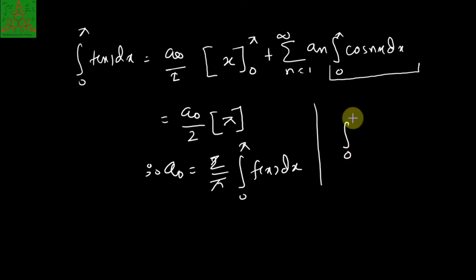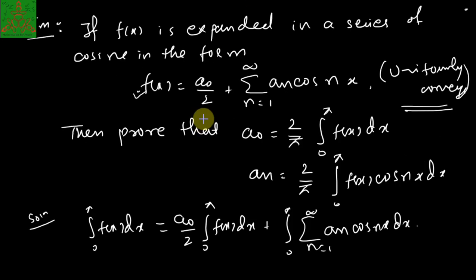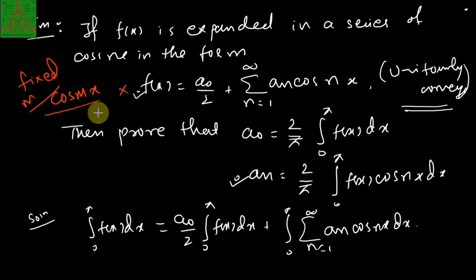So finally you will have a0 is equal to 2 by pi integration 0 to pi f of x dx. Here you just verify that this quantity becomes 0 for any n. You can verify yourself. The next quantity I have to prove is an. So for that I am multiplying both sides by cos mx, with n fixed. N is fixed. I am multiplying both sides by cos mx and then integrating from 0 to pi.